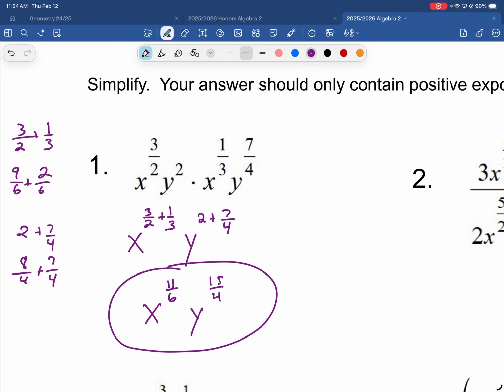Operation-wise, do we see what we do? Adding the fractions. We've been adding fractions for a long time. There's an ABC button on your calculator. Can you do how you get 15 again? 8 plus 7. Just add the numerators and then leave the denominator the same. Okay. So we got the second one.